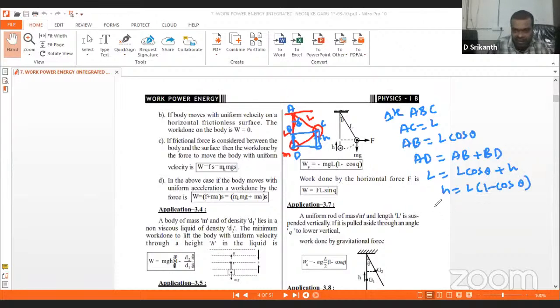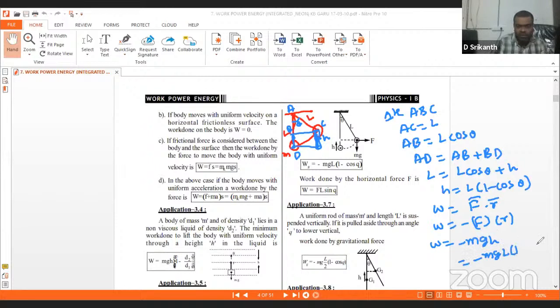That's why the work done is equal to F bar dot R bar. The force, in this case gravity, is acting vertically downwards, and the displacement is in the upward direction, this displacement H. Both are in opposite directions, so I can write minus F into R. So work done is equal to minus mgh, that is nothing but minus mgL into 1 minus cos theta. Now the work done by the horizontal force.